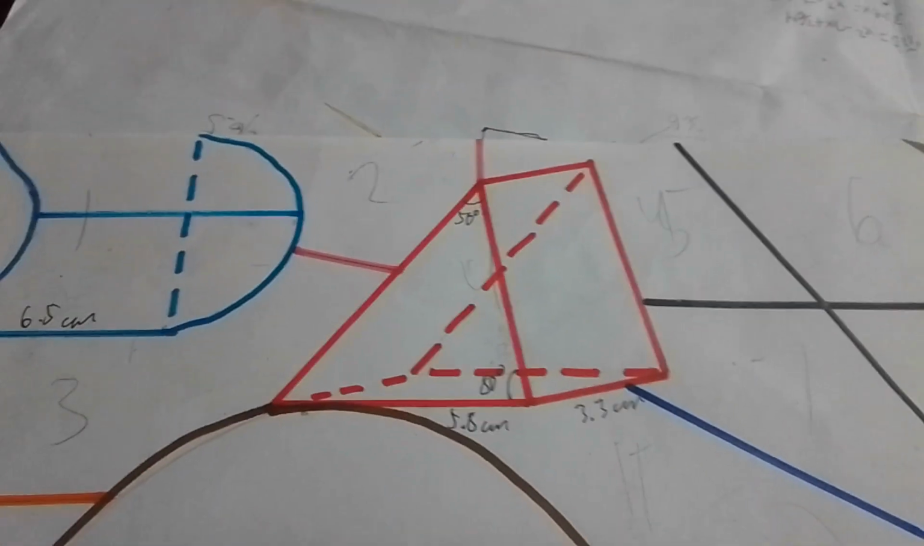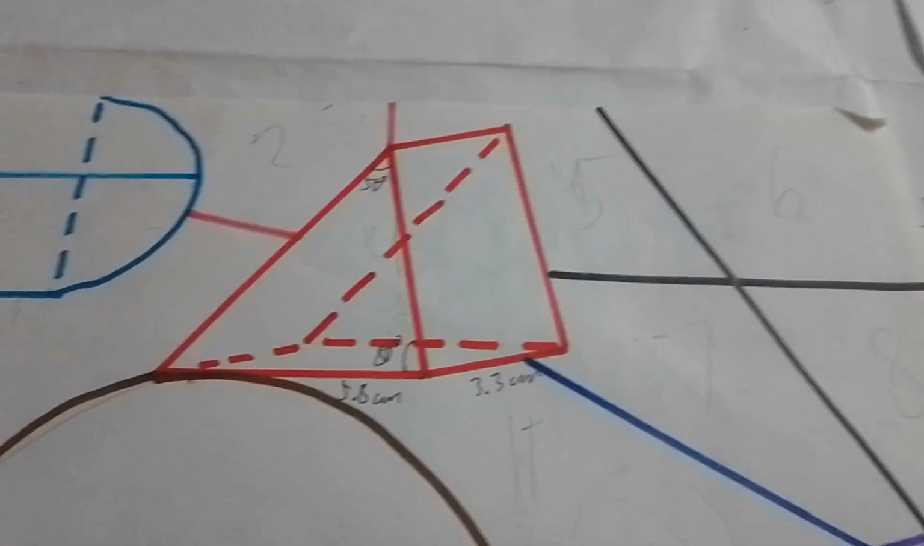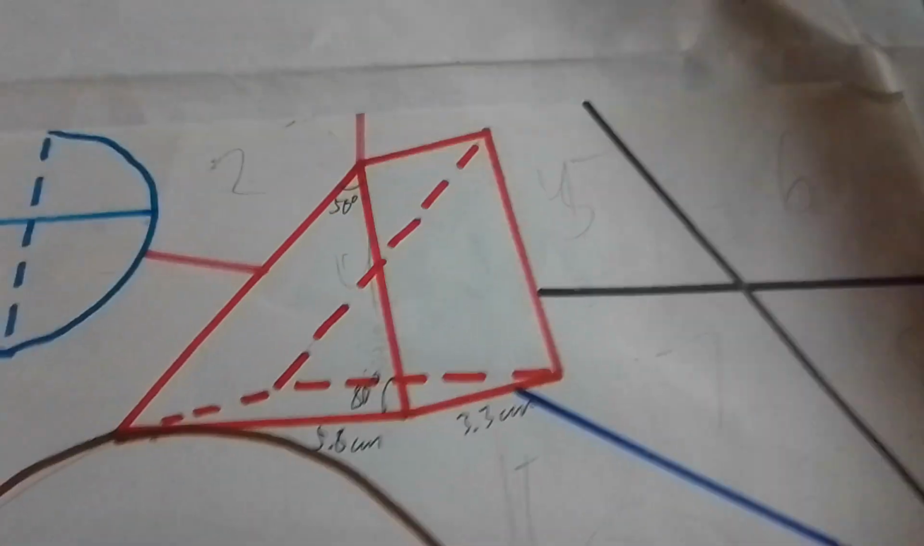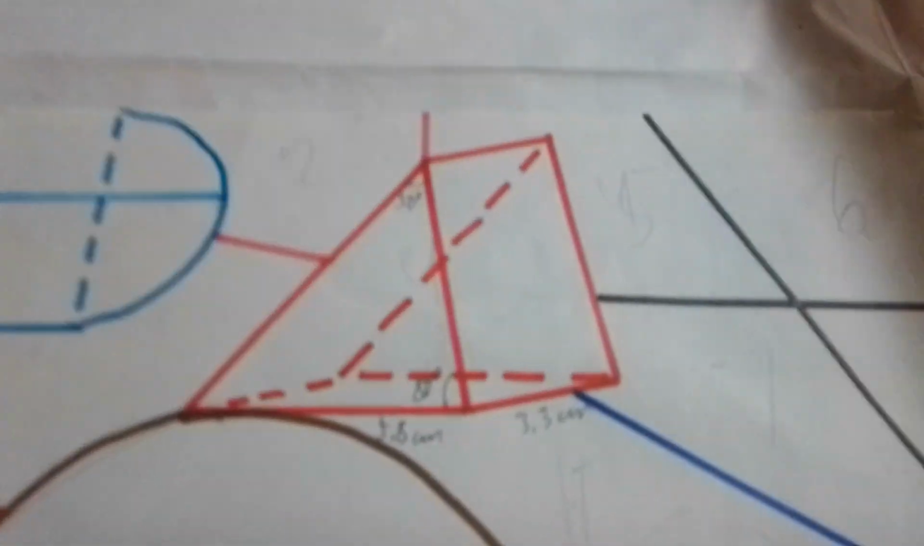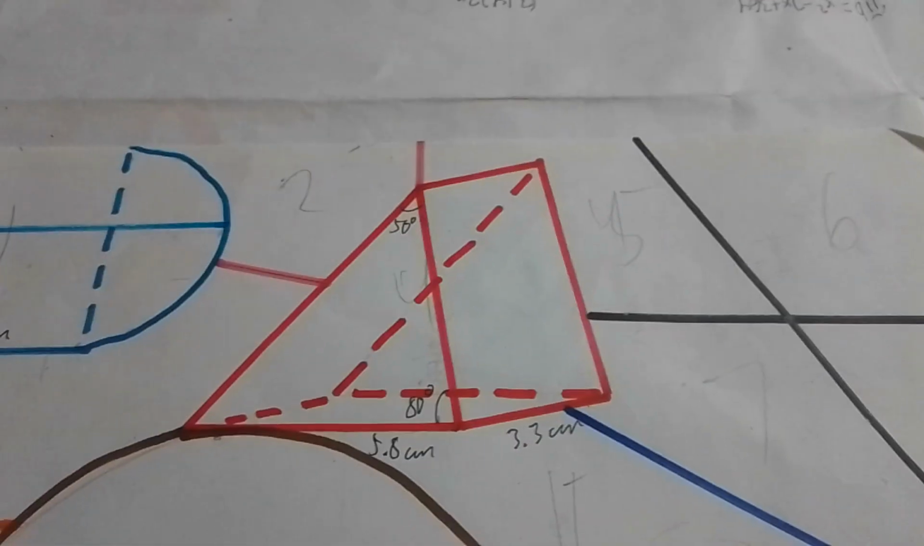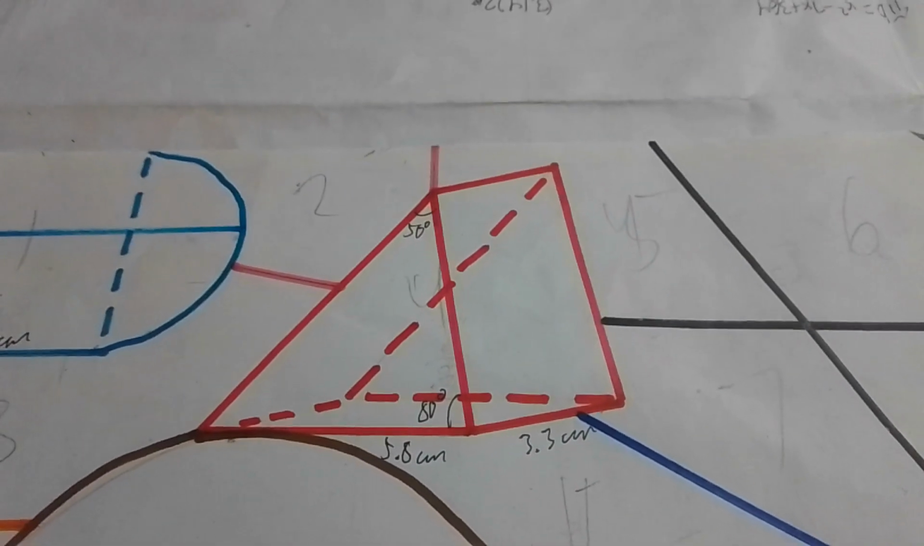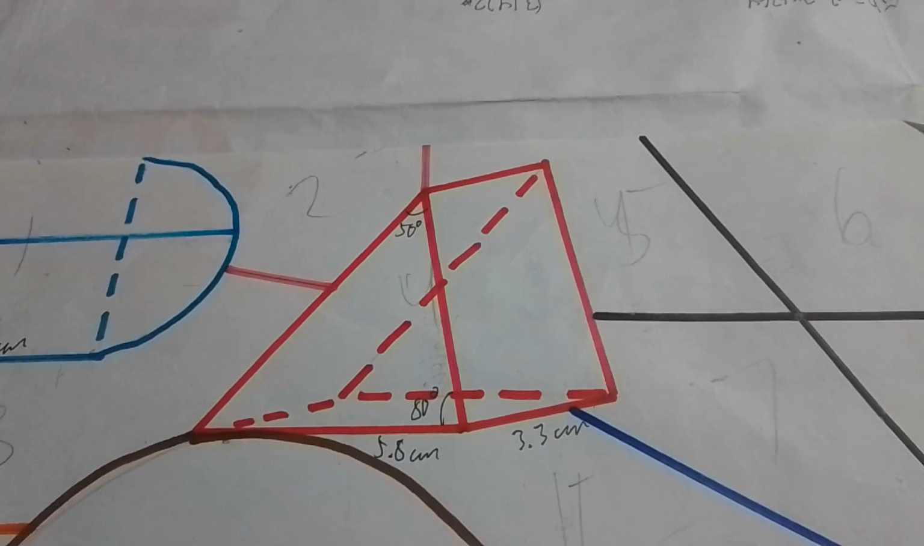Welcome back to another set of mathematics, alright? So now we have another problem. And this is now a triangular prism. So now our objective here is to solve for the volume and surface area of the triangular prism.